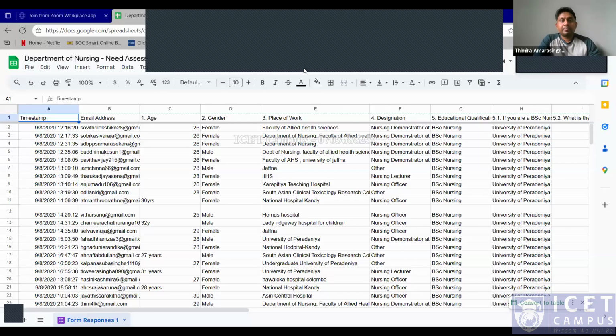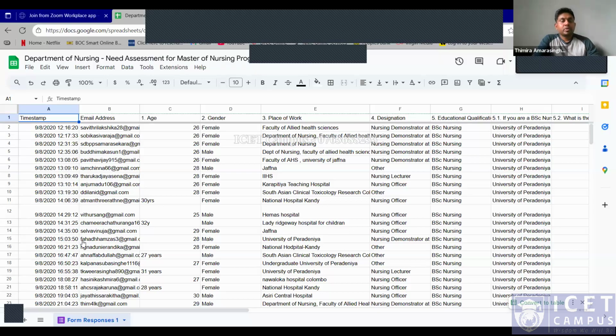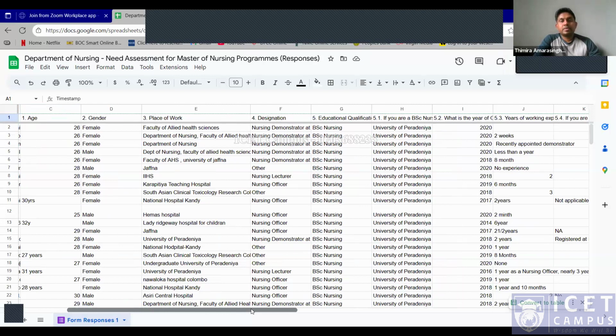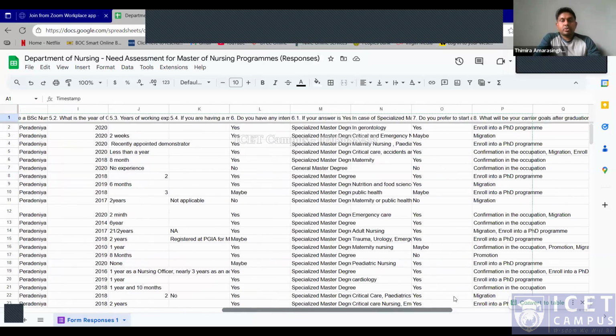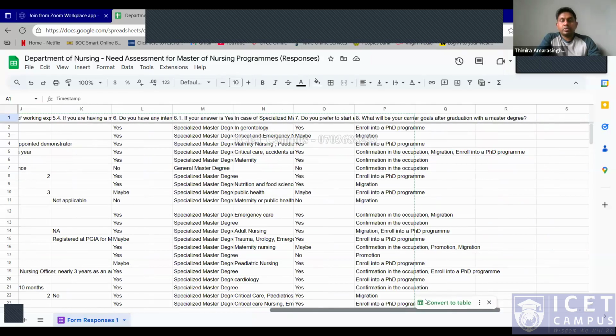Okay, hope you can see this screen now. So this is a data sheet used for a need assessment for starting a master's degree program. Now, this is an output from a Google Sheet. So this assessment, this survey was done using a Google form.